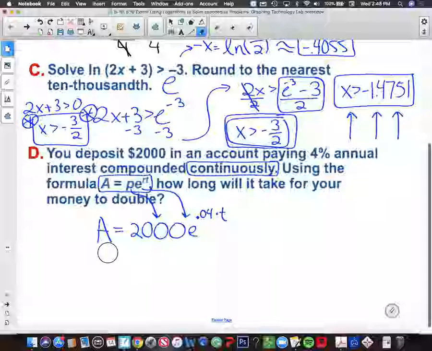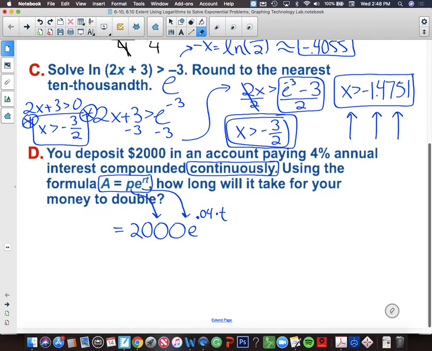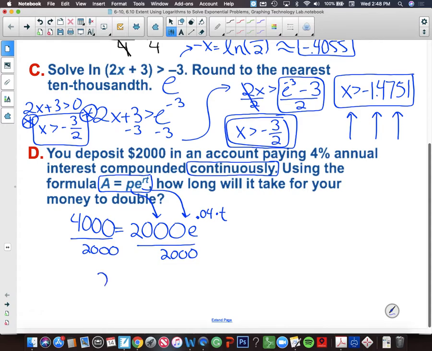Well, we do have an amount. We're just going to figure out how long it takes to stay in that account. So 4,000 would go here. And then we need to solve for t. Okay? So to solve for t, we're going to have to divide both sides by 2,000. Okay? And that'll give us a 2 on the left. And then we'll have e to the 0.04 times t.